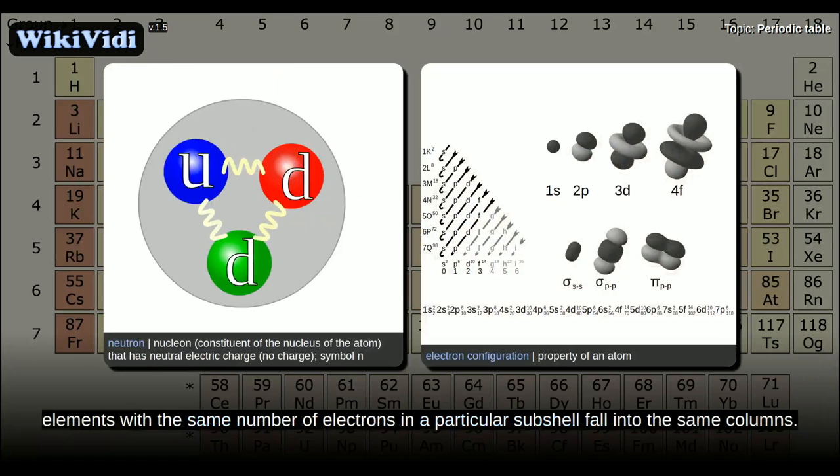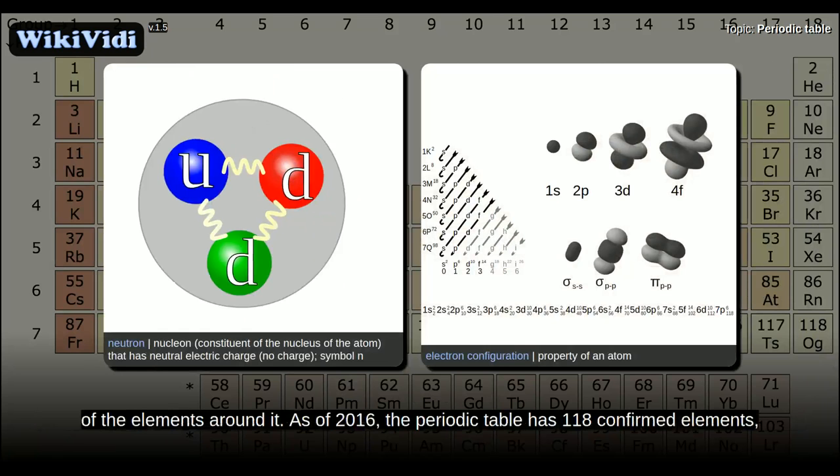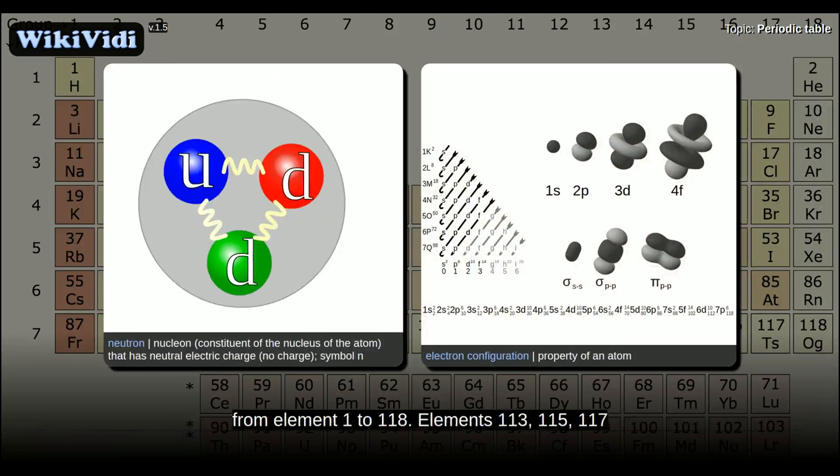Elements with the same number of electrons in a particular subshell fall into the same columns. Elements with similar chemical properties generally fall into the same group in the periodic table. Although in the F block, and to some respect in the D block, the elements in the same period tend to have similar properties as well. Thus, it is relatively easy to predict the chemical properties of an element if one knows the properties of the elements around it. As of 2016, the periodic table has 118 confirmed elements, from element 1 to 118.